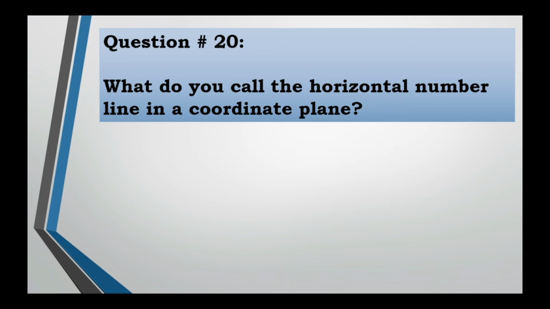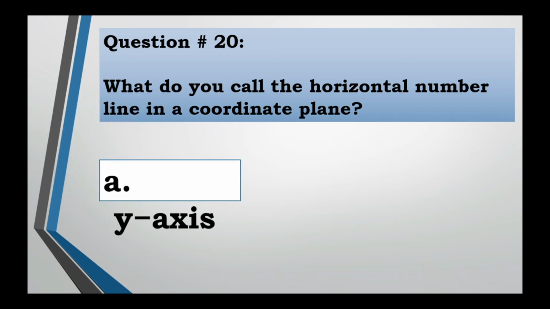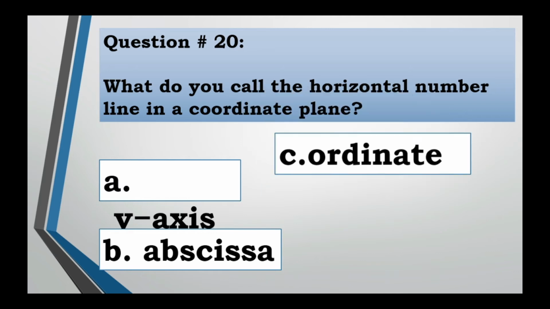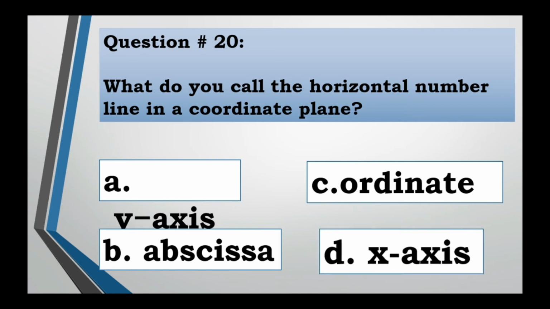Question number 20. What do you call the horizontal number line in a coordinate plane? Letter A, y-axis. Letter B, abscissa. Letter C, ordinate. Or letter D, x-axis.